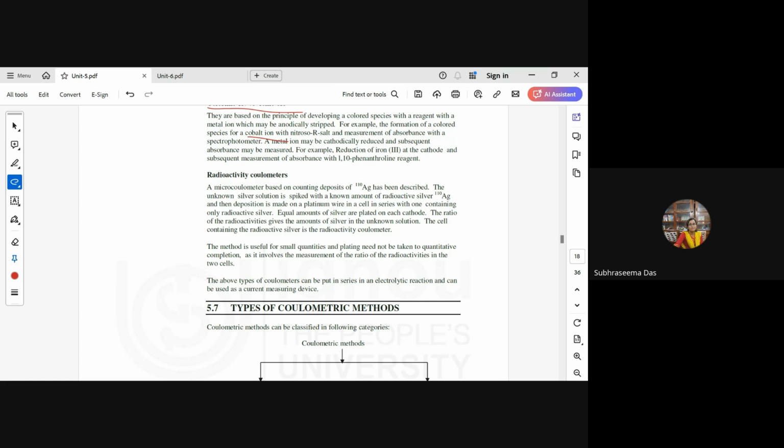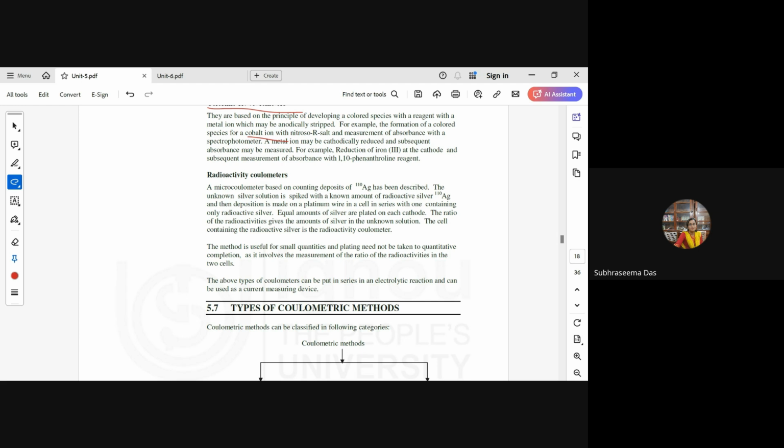The unknown silver solution is first spiked with a known solution of radioactive silver, that is Ag110, and then the deposit is made on a platinum wire which also contains radioactive silver. So equal amounts of silver are plated on each cathode. The ratio of the radioactivities gives the amount of silver in the unknown cell solution.